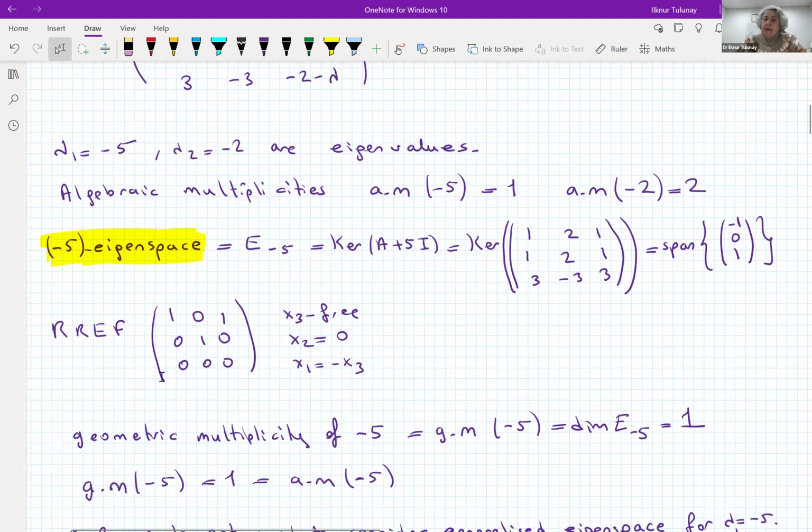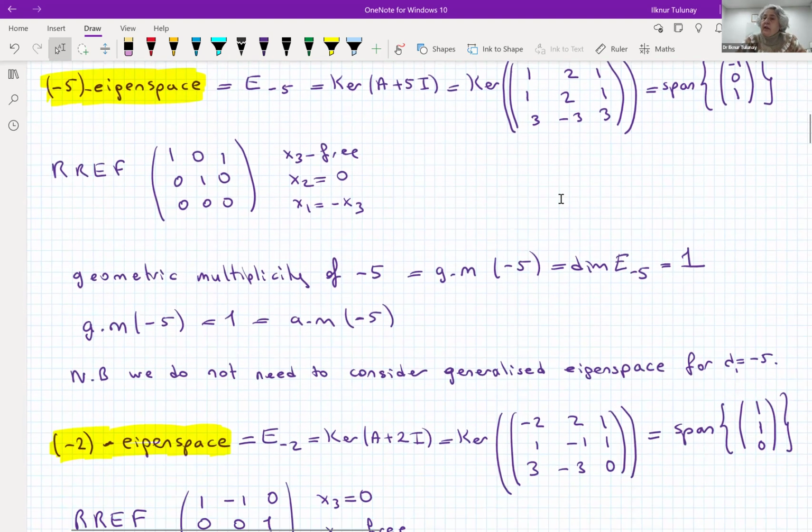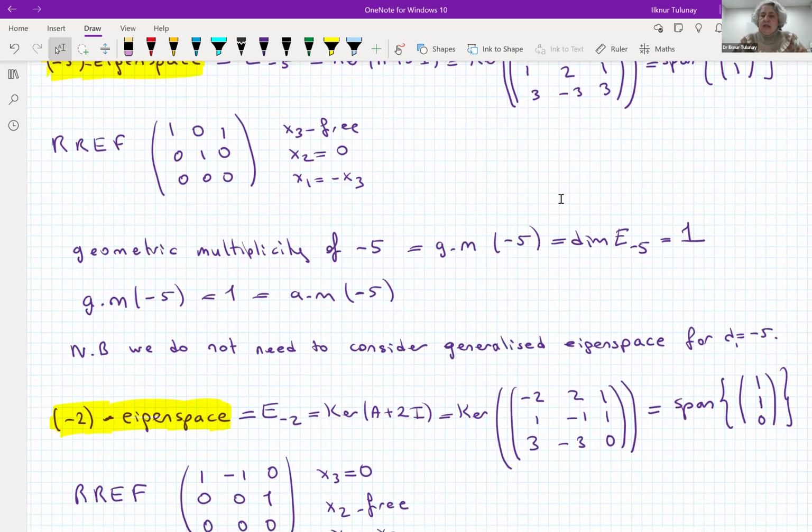Okay, so what is the geometric multiplicity? The geometric multiplicity of this eigenvalue minus 5 will be the dimension of the space. It is spanned by one vector, so the basis has only one vector. It means that the geometric multiplicity is 1. We also know that the algebraic multiplicity is 1 from here. So it is perfectly nice, right? This is what we would like in general. If this is the case for all eigenvalues, then we will obtain a basis of eigenvectors of that matrix for the whole space. Then we would say the matrix is diagonalizable.